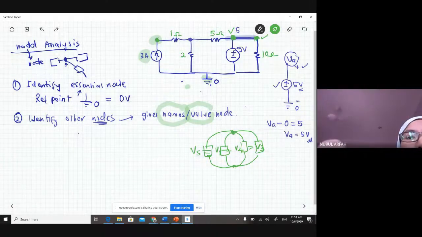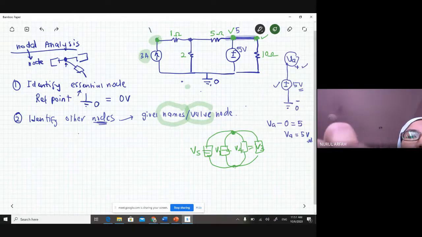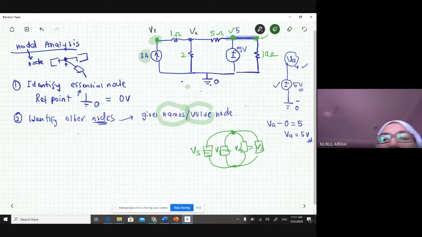So over here, I changed the color. This one is V1. You can put any names. What about here? V2, right? Because there's no value there, so you give a name. Now everything is done. Third, what should you do?